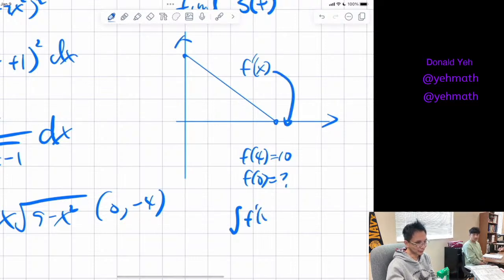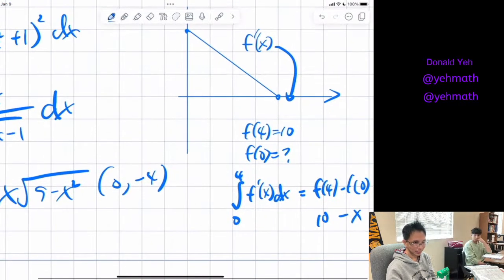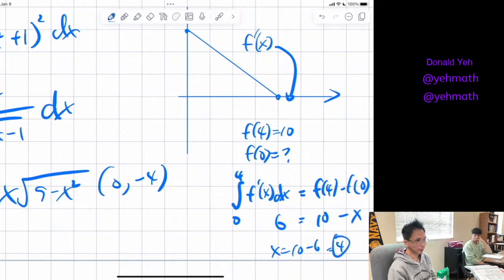In order from here to get here, how do I get that? Integral, right? From 0 to 4, right? That means f of 4 minus f of 0. Fundamental theorem of calculus. Is that okay? And this is equal to 10. This is the x. This is a 6 because area under the curve. x equal to 10 minus 6 is equal to 4. So it's 4.